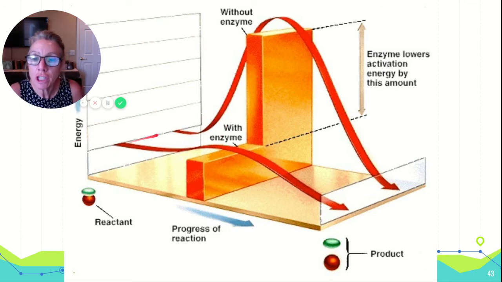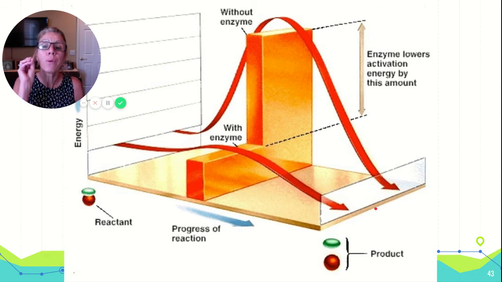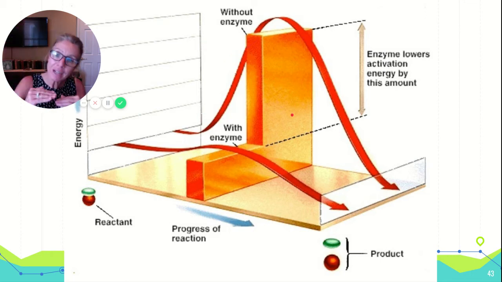It is not changing your starting point. That's key that you see that. It is not changing the energy of your ending point. Your delta G remains the same. The only thing that you're changing is your ability to start that reaction going. That's the energy of activation, and that's what enzymes do, is they lower that hurdle.